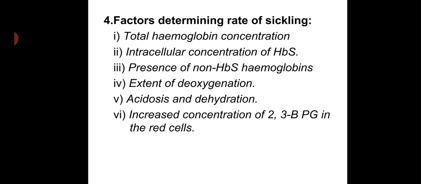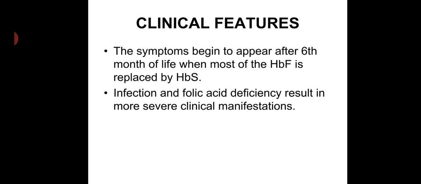Now, which are the factors which determine the rate of sickling? Total hemoglobin concentration, intracellular concentration of sickle hemoglobin, presence of non-sickle hemoglobins, extent of deoxygenation, presence of acidosis and dehydration, and increased concentration of 2,3-BPG in the RBCs. That is about pathogenesis.